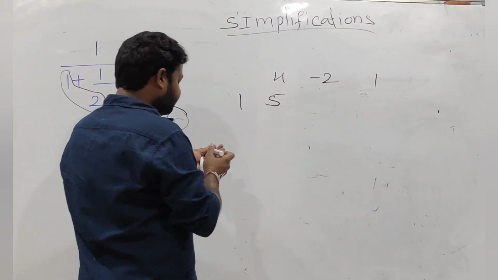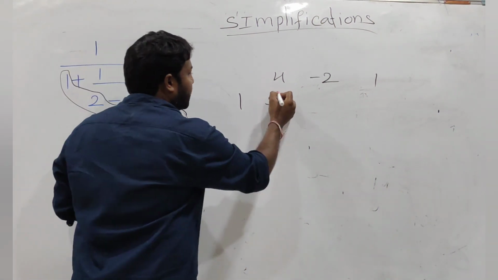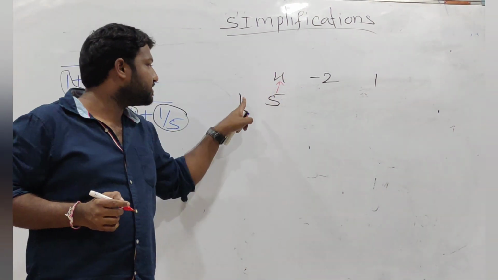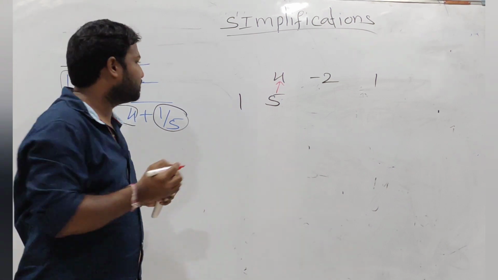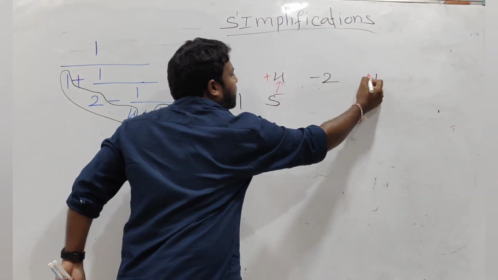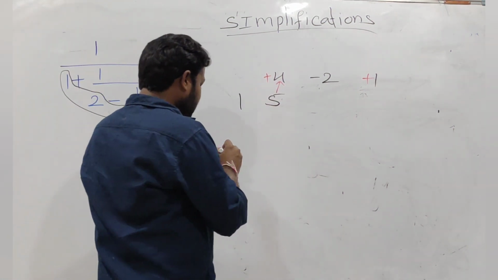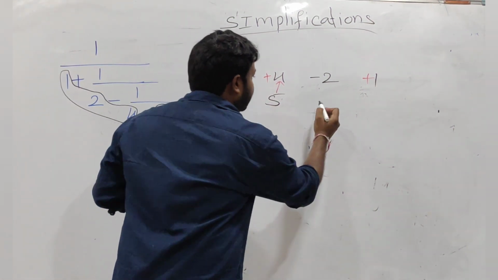So what I will do? See, I will multiply these two. First step is multiply these two numbers. 5 4s are 20 and plus is there, plus 1. So 20 plus 1. If you want you can write plus also. Okay, 5 4s are 20 plus 1 is 21. So I am writing here 21.